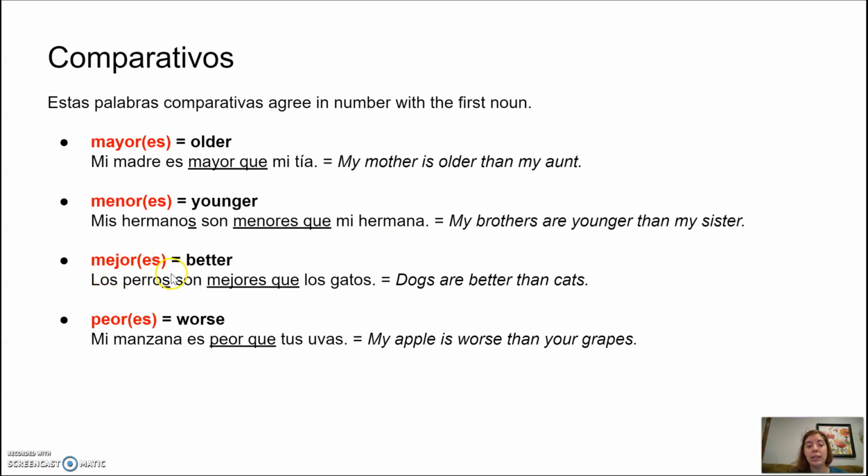Mejor o mejores significa better. Los perros son mejores que los gatos. Dogs are better than cats. Peor o peores, significan worse. Mi manzana es peor que tus uvas. Here the second noun is plural, but the first one is singular, and so we use the singular form of peor because it needs to agree in number with the first noun. Mi manzana es peor que tus uvas.